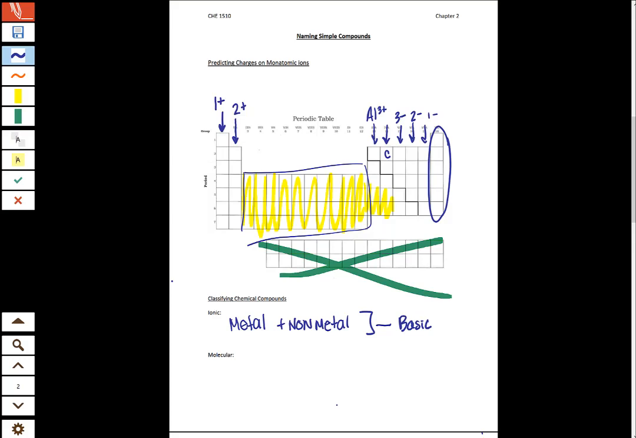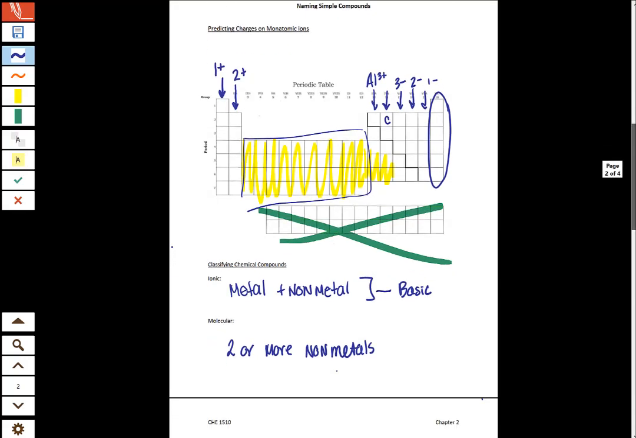Molecular or covalent compounds are 2 or more nonmetals. So you might be thinking, well, goodness, I am going to have a problem with this if I don't know what part of the periodic table has the metals and which part has the nonmetals. And if you are thinking that, then you might go into the review packet that I gave you last class so that you can look through and start to figure out a little bit about the periodic table. One of your past videos should have discussed where on the periodic table are the metals and where are the nonmetals.